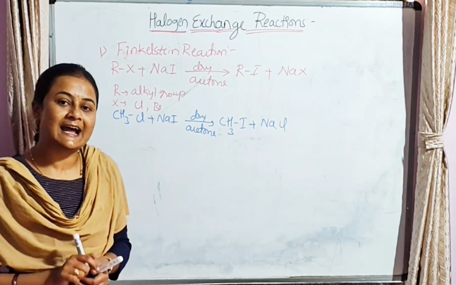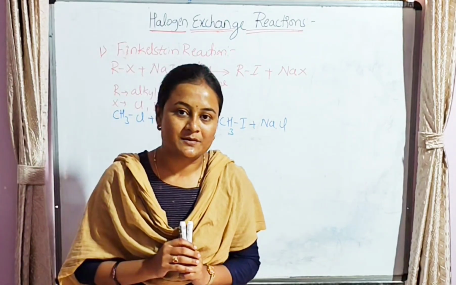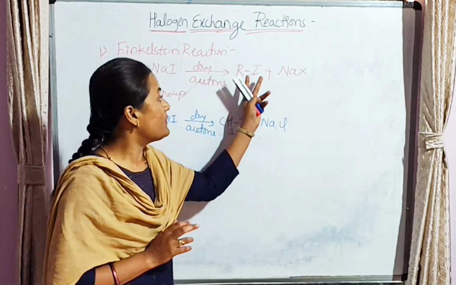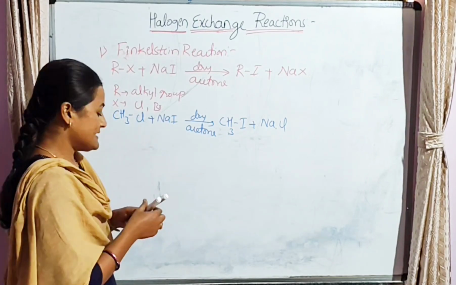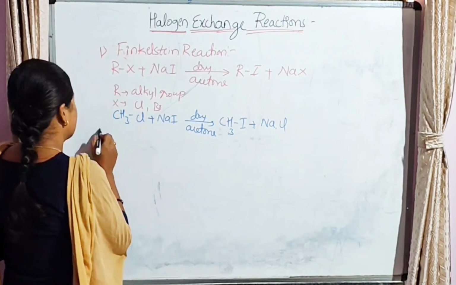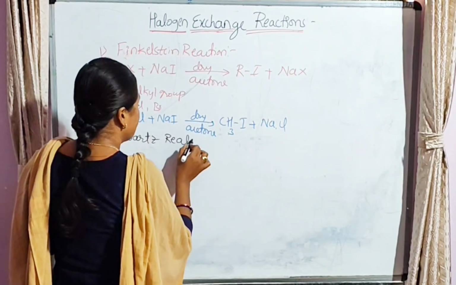The Finkelstein reaction tells that alkyl halides react with sodium iodide in the presence of dry acetone, and give alkyl iodide and sodium halide. And the next reaction is the Swarts reaction.